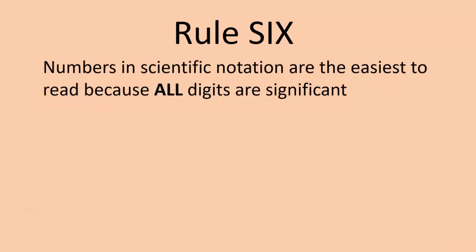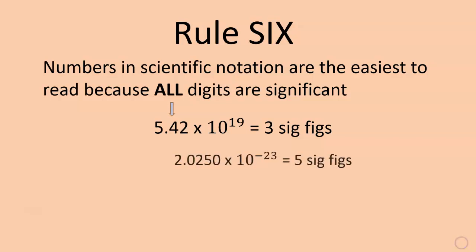So final rule, for me, this is the easiest rule to remember. When you're in scientific notation, all the digits are significant. Doesn't matter what it is. 5.42 times 10 to the 19th, 3 significant figures. We got that from our original problem. 2.0250 times 10 to the negative 23, that is going to be 5 significant figures. We're getting that from our coefficient.